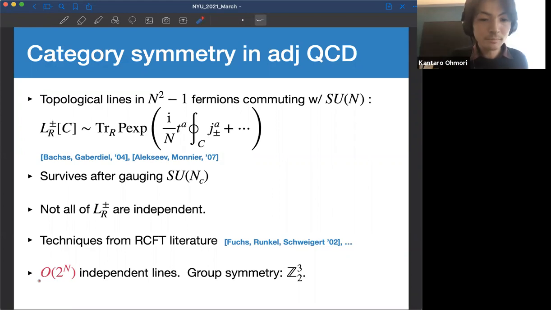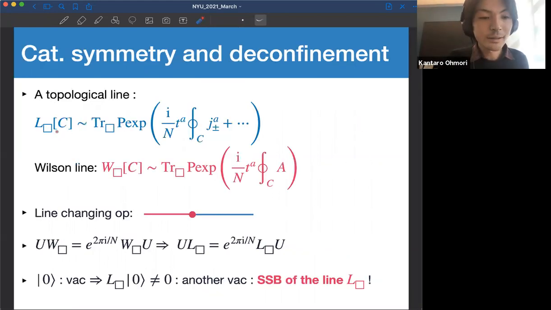Okay, and further, because this is defined like a Wilson line, and Wilson line is just this, we can just connect the two, and that's gauge invariant. Okay, and so there's a line changing operator. The existence of the line changing operator says that the two, this L and W, have the same U(1) one-form symmetry charge. So this is the commutation relation. In particular, this L is topological.